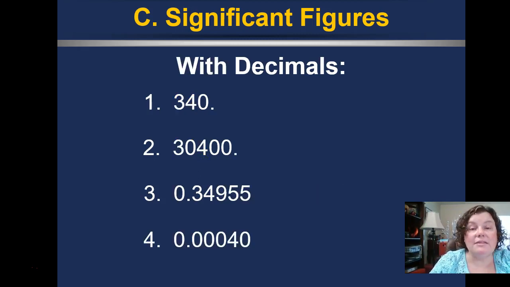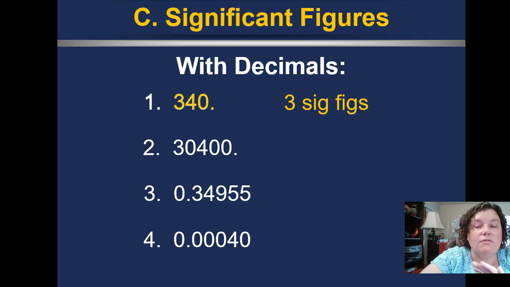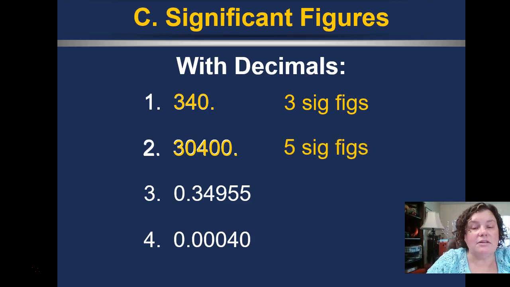Let's do this with decimals now. Now, with decimals, we do count the trailing zeros, but not the leading zeros. None of those zeros will count at all. So in the case of 340 with a decimal, we're going to count that trailing zero. So that means we have 3 significant digits. Same thing goes with the 30400. If there's a decimal, we count the trailing zeros. That means you have 5 significant digits.